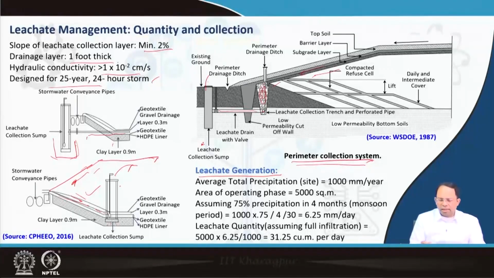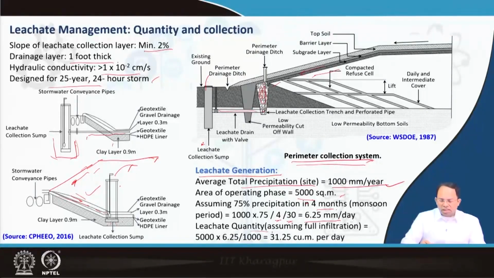In that case we can go like this, where the average total precipitation of a site is 1000 millimeter per year. This kind of data is available from IMD. And if I know the area of one operating phase, in this case 5000 square meter, and we assume that roughly 75% of the precipitation happens in a 4-month period, or it could be 80% even, then dividing by 4 months and the number of days, we get around 6.25 millimeter per day of rainfall that will be converted into leachate, right?